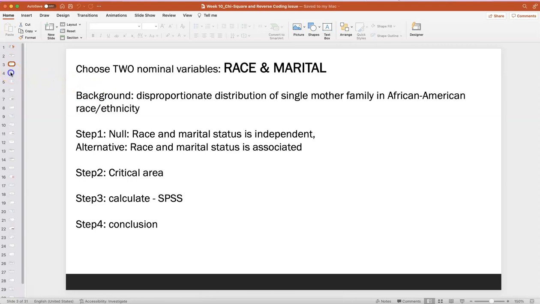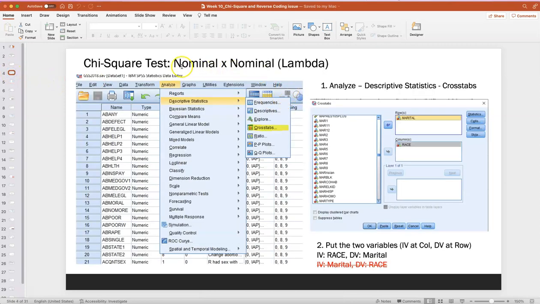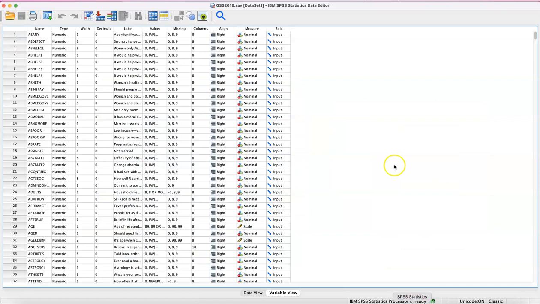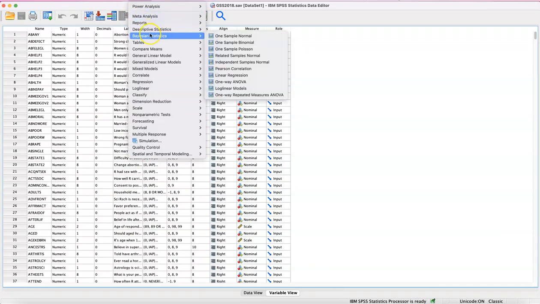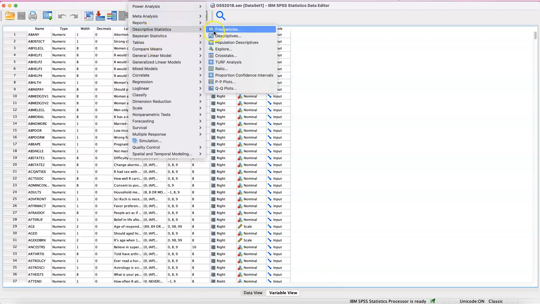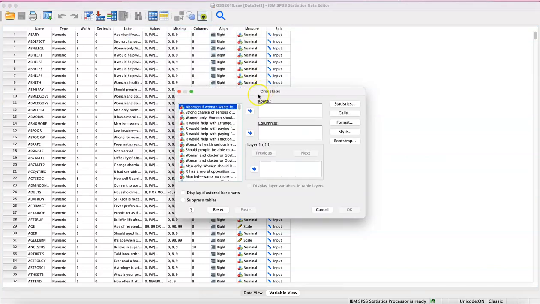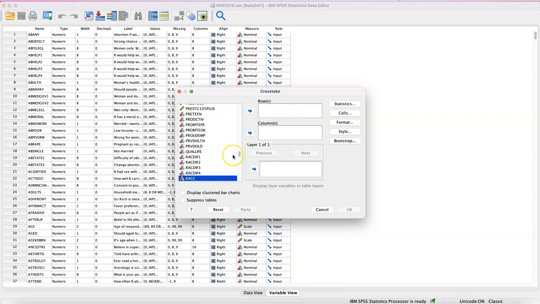So we are using lambda, as I mentioned in the previous lecture. We will be using the chi-square and lambda in this data. Going to Analyze, Descriptive Statistics, and Crosstabs. Changing the variable names alphabetically. Always in this part, the column will be the independent variable and the row will be the dependent variable. So the column is the race variable, and marital status is the row.